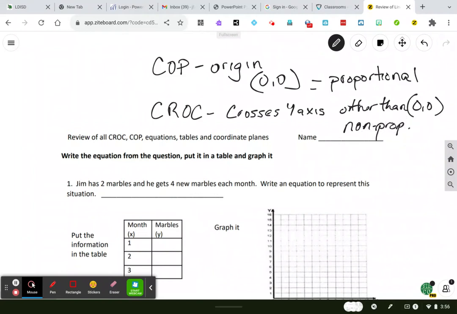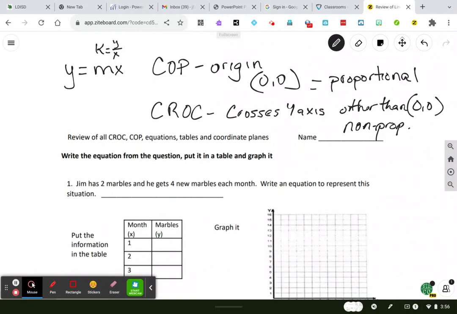And the way that we write those equations, a constant of proportionality would look like this. Y equals mx. Or sometimes it's k equals y over x. I don't know why it's called that. You can Google 500 million things. They'll give you 500 different answers.